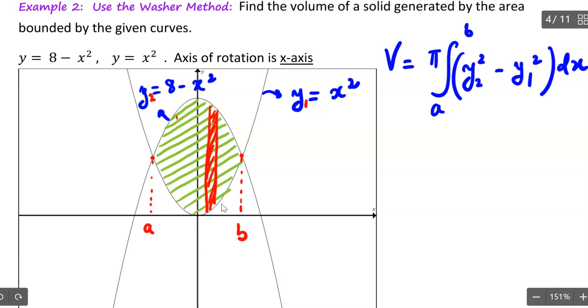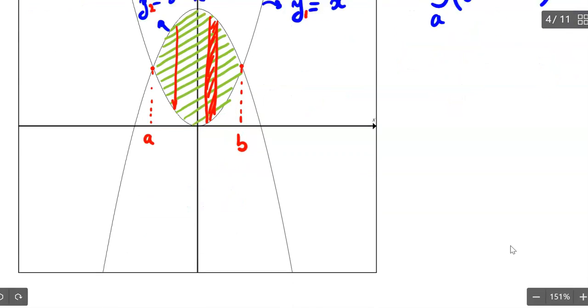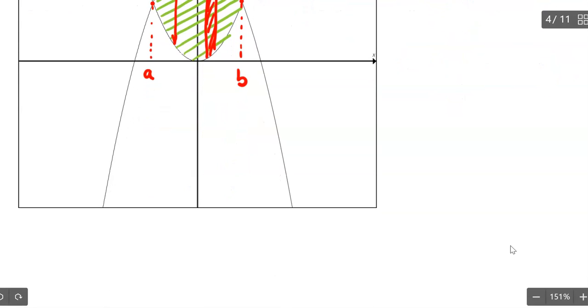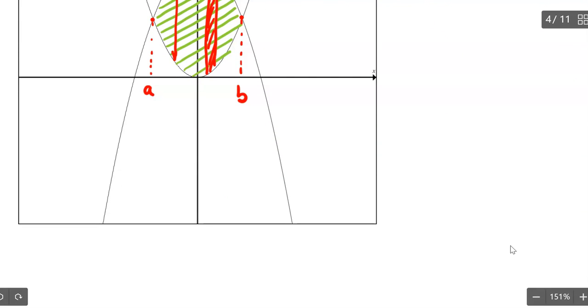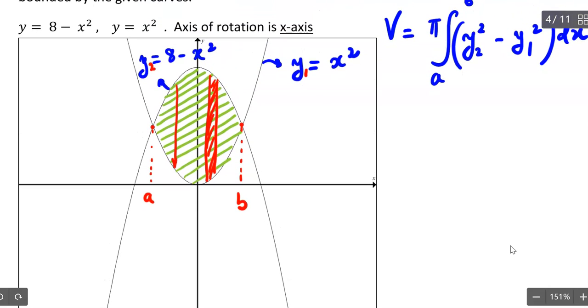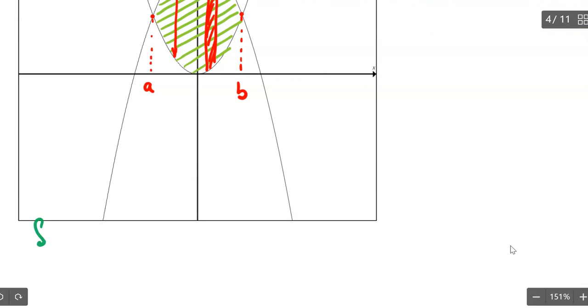I'm going to draw the arrows down to show you that you take the upper one and then you subtract the lower one. Before we do that, why don't we figure out A and B? In figuring out A and B, you are going to let the two functions equal each other. So I'm going to solve for A and B.